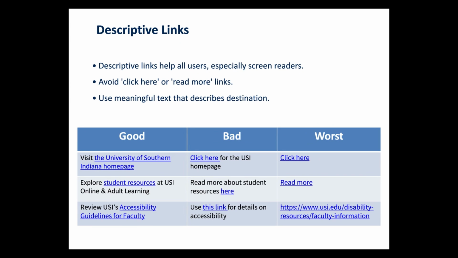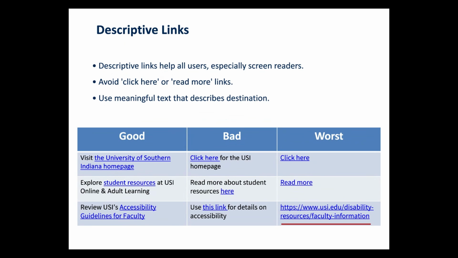For example, instead of just saying "click here" or "click here for the USI homepage," say "visit" and then link "University of Southern Indiana homepage" so students know exactly where they're going. It's a small change that makes a big difference for clarity and accessibility.